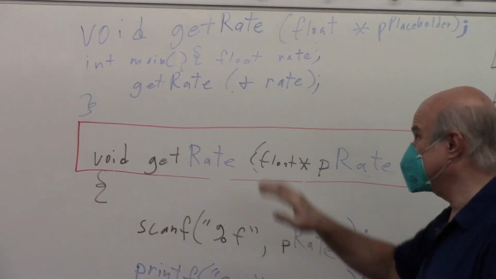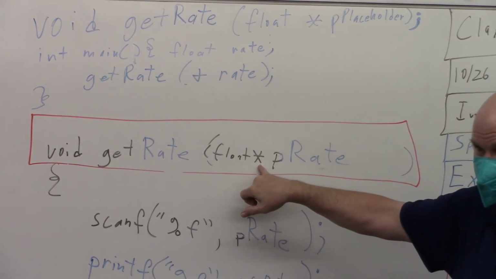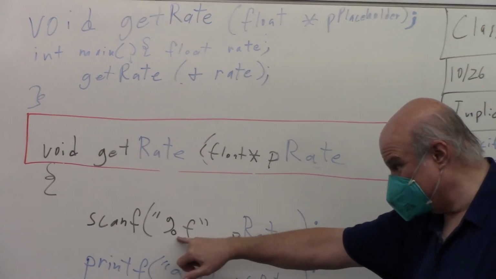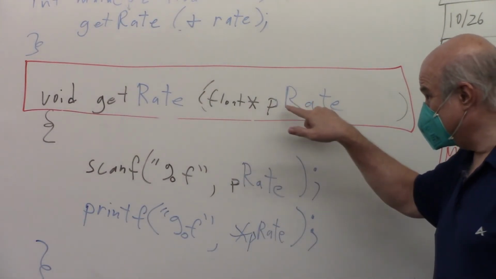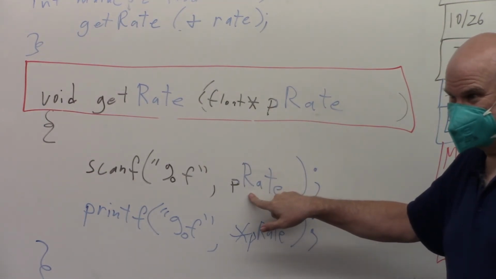That's essentially correct. In other words, this method takes a float pointer. What I need to give scanf, because this is %f, is a float pointer. I have a float pointer, it's named prate. I just give it prate.